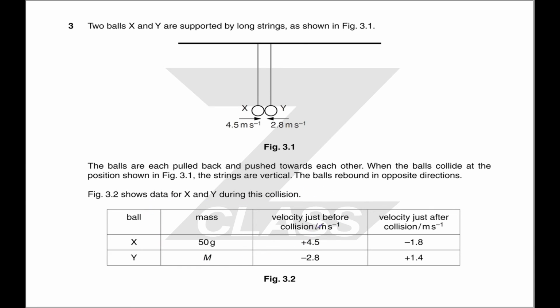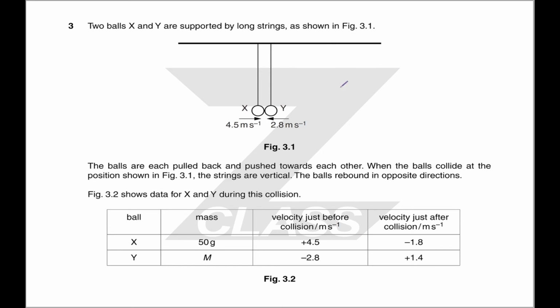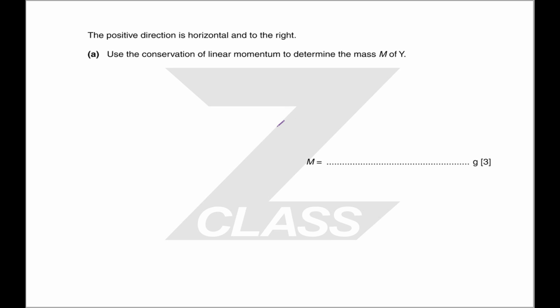We have masses, velocities, and we have a collision. So the positive direction is horizontal and to the right. So they've defined positive being this way. So that means that x has a positive velocity here and y has a negative velocity. Use conservation of linear momentum to determine the mass m of y.